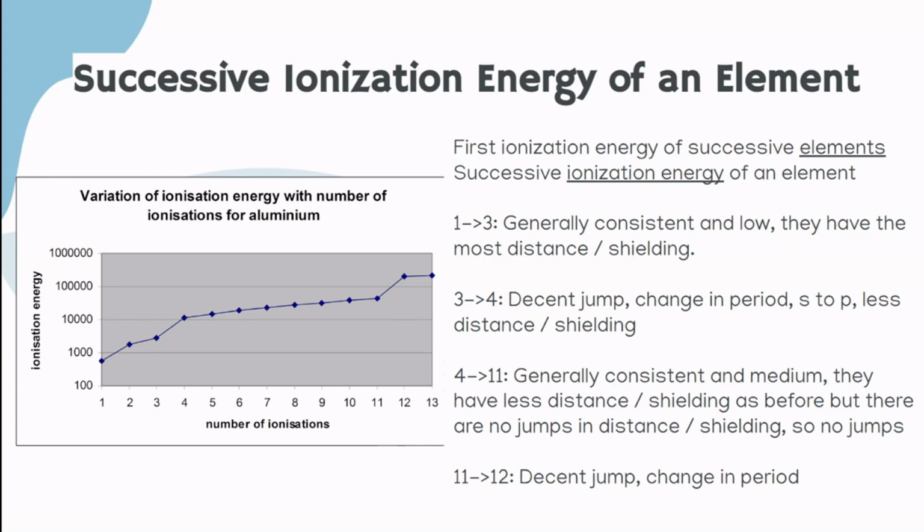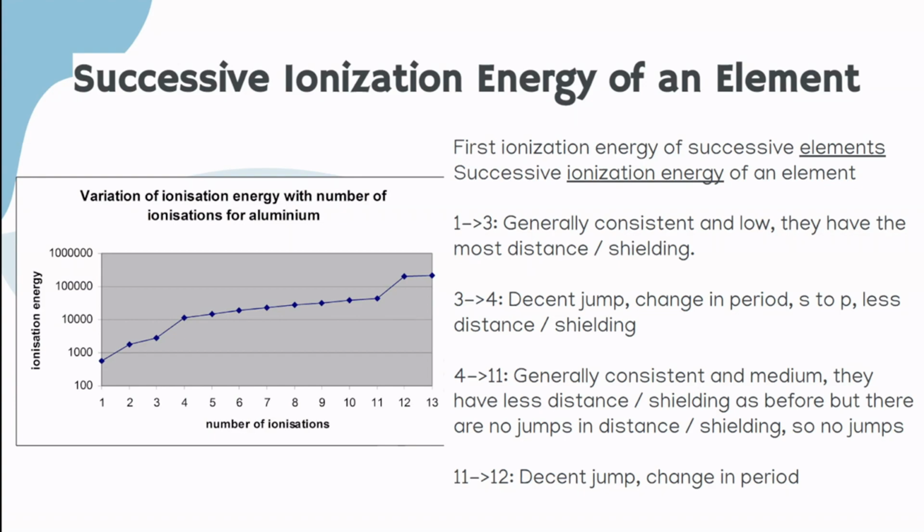Then from 3 to 4 we see a decent jump. This indicates a changing period. We're going from our S into our P. So we're not going S into P as in we're increasing, but S to P as we're decreasing. So we're jumping a period upwards, not number-wise, but if you look at the periodic table, you would go up, if that makes sense.